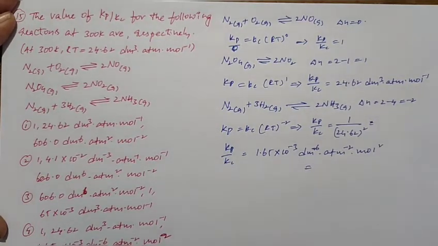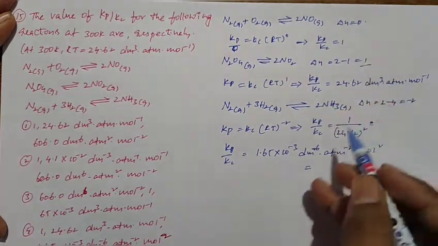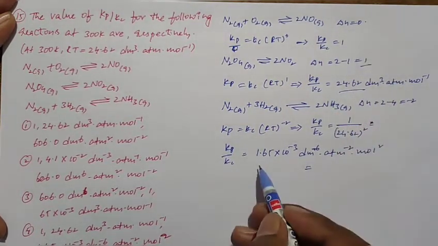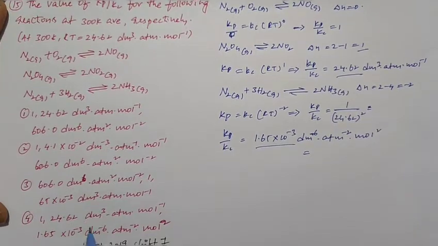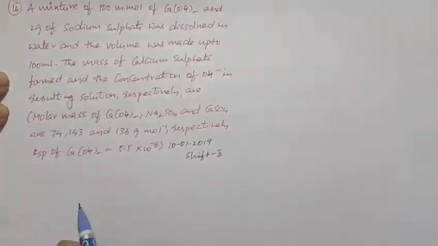So these are the ratios of Kp to Kc for the given reactions. I observe that for the first reaction it is 1, for the second reaction 24.62, and for the third reaction 1.65 into 10 power minus 3. Based on these values, if you observe the options, the fourth option is the right option for the given problem. That's it, friends. So this is the next question.